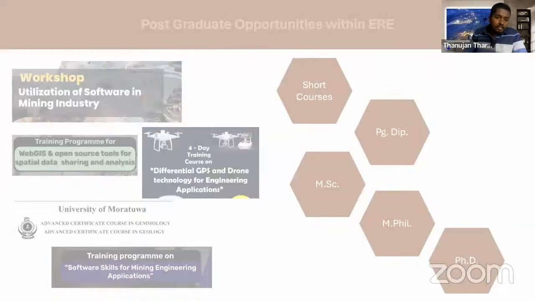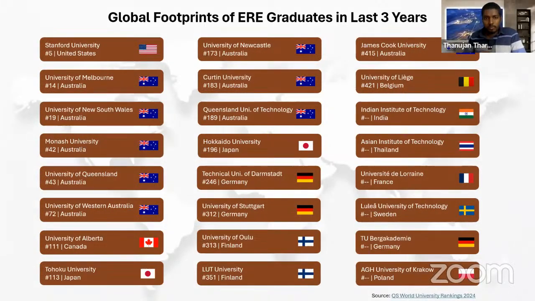Other than this, if you want to know about the global footprints of our ERE graduates in the academic field in the last 3 years, here I have listed a few for you, showing the universities where our graduates are pursuing their masters or PhD. I have listed almost 24 universities from 12 different countries. If you are willing to go to the next level in your career, I want to emphasize that you have various opportunities in a lot of countries.